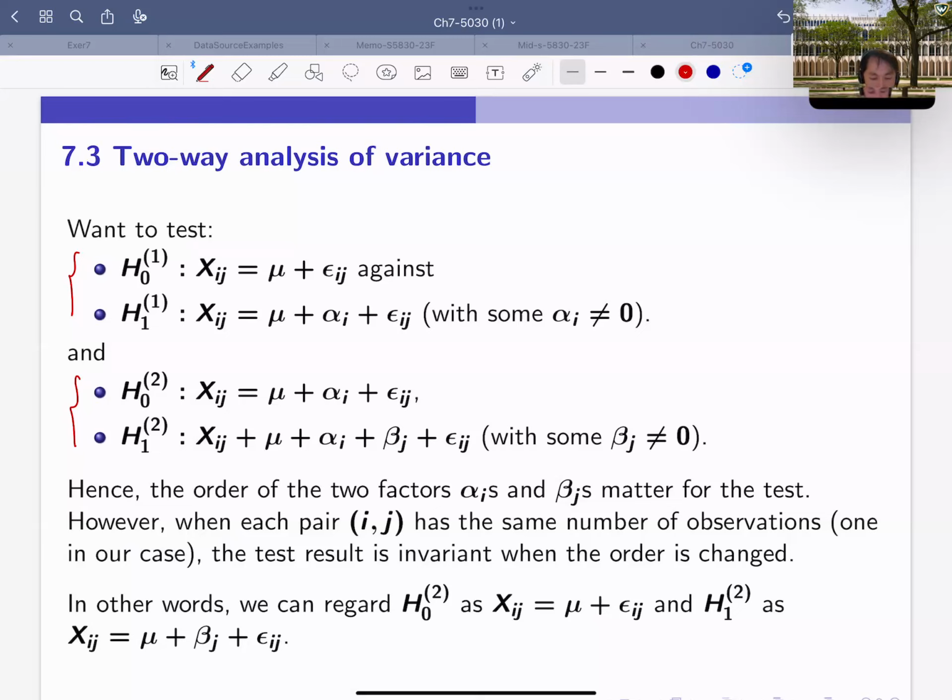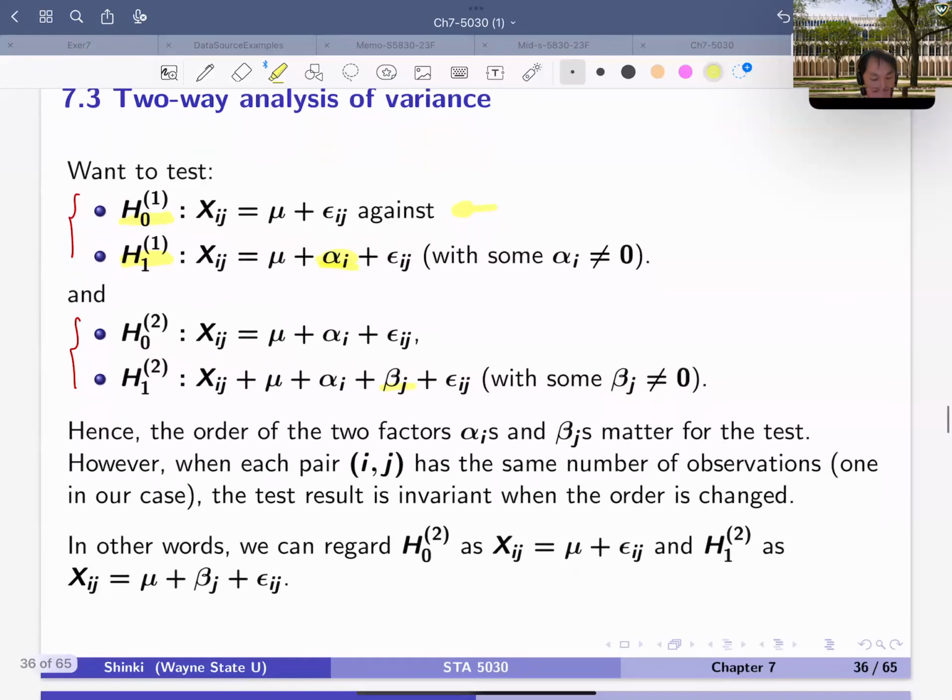So we have the factor alpha_i and the factor beta_j. And the first test is that we test this null hypothesis against this alternative. Basically the baseline is just x_ij equals mu plus epsilon_ij. So nothing explains x_ij. And the alternative hypothesis is that the first factor matters, that the first factor has some information in addition to the null model.